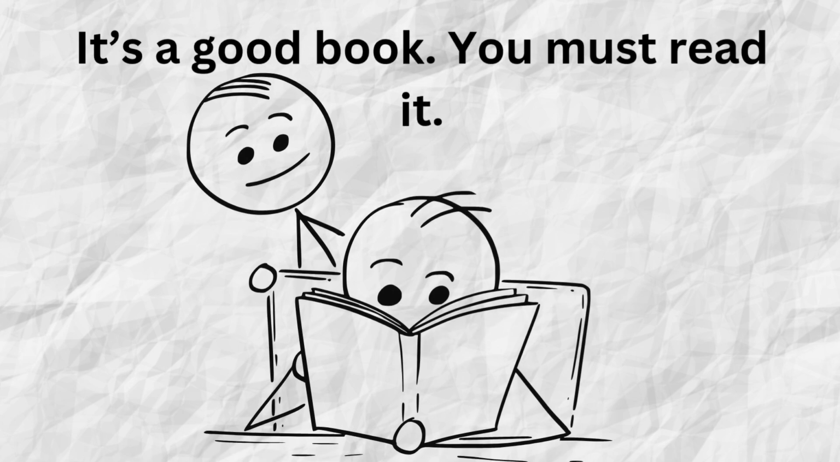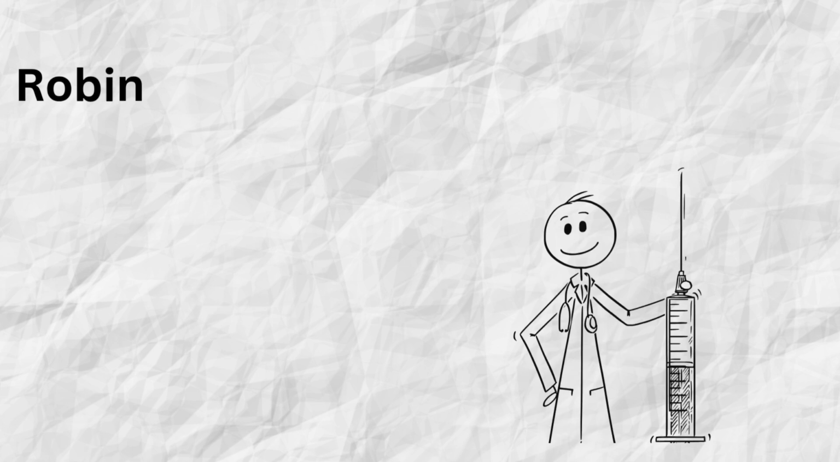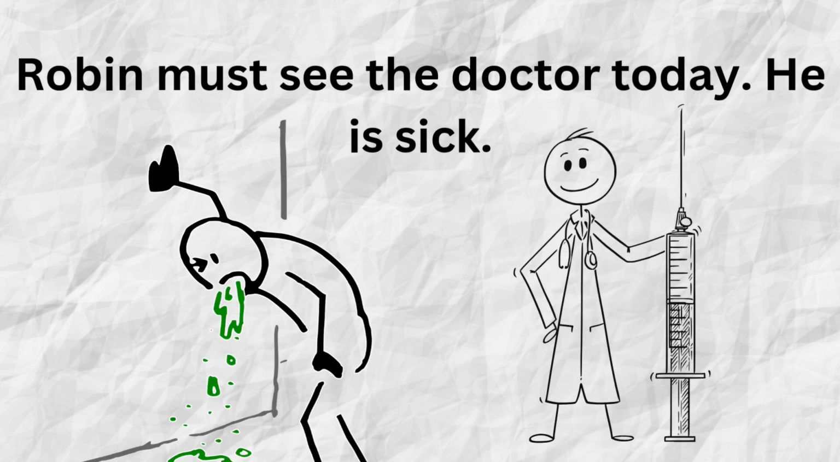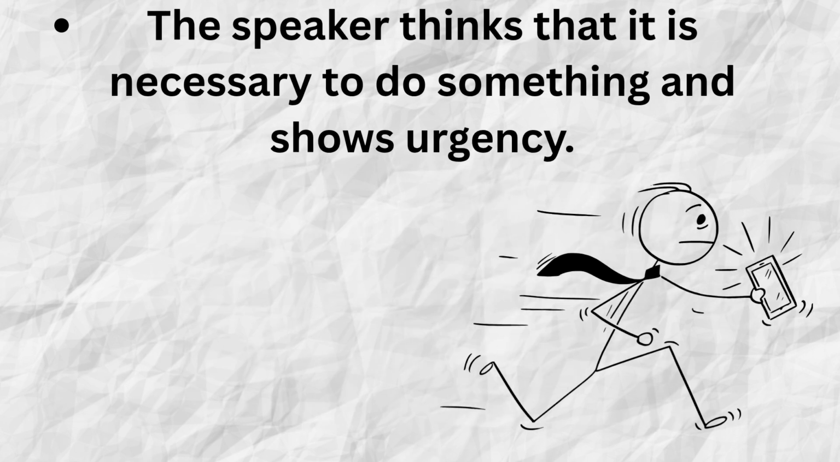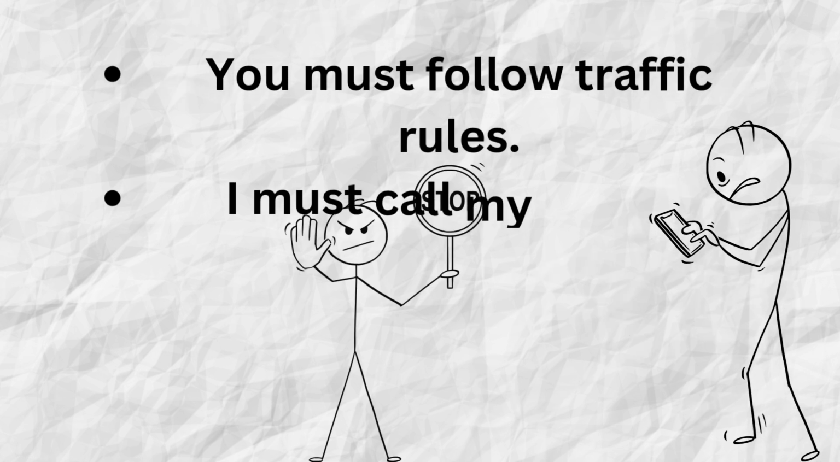It's a good book. You must read it. Robin must see the doctor today. He is sick. We use must to talk about the present or the future. The speaker thinks that it is necessary to do something and shows urgency.